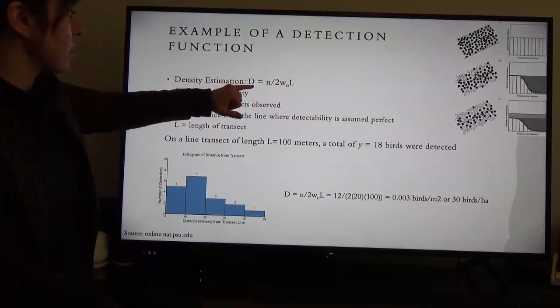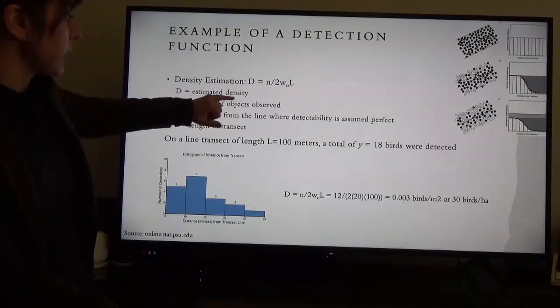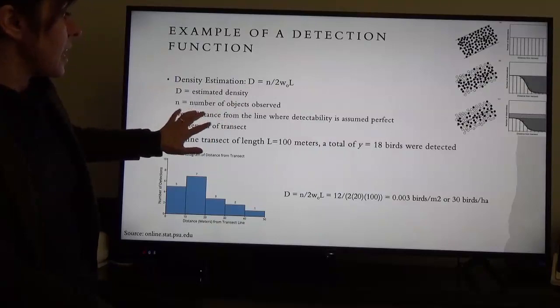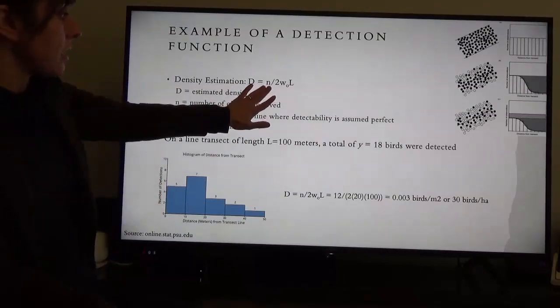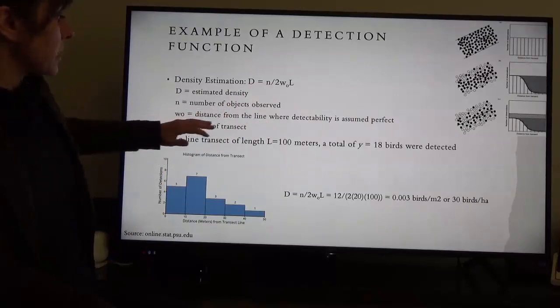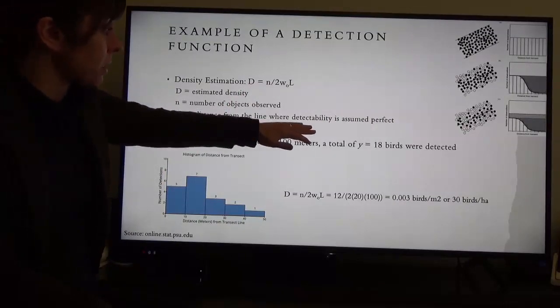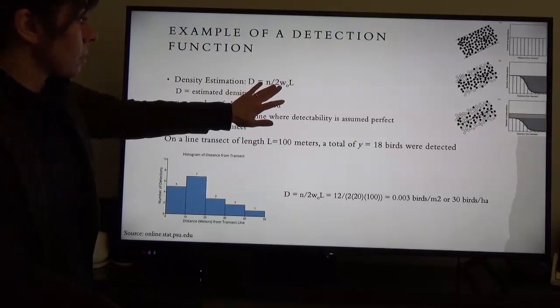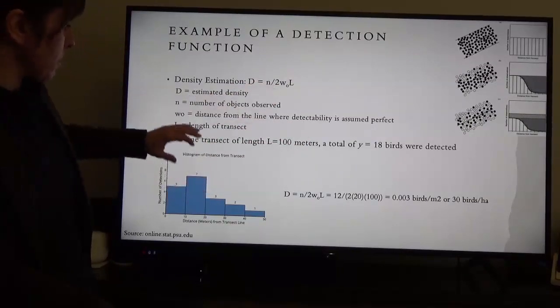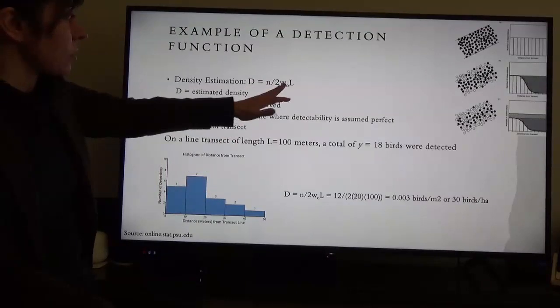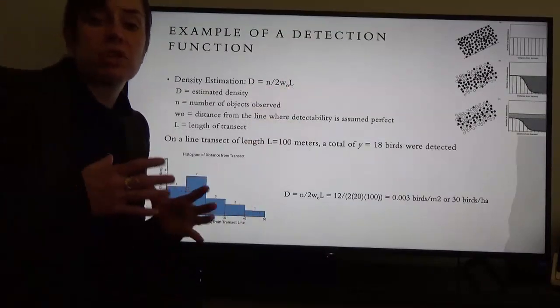Okay, so in this case, our equation is D is our estimated density, N is the number of objects observed, so we have our number of detections, that's N, divided by the distance from the line where the detectability is assumed perfect, in this case 20 meters, and the length, so the product of the length and the width, which gives you the area.